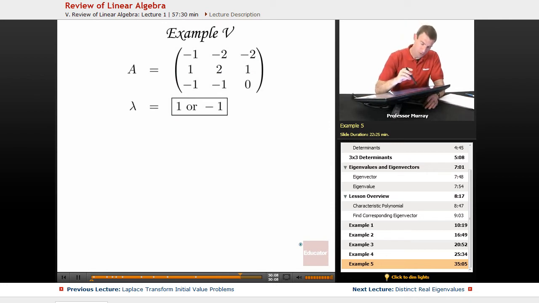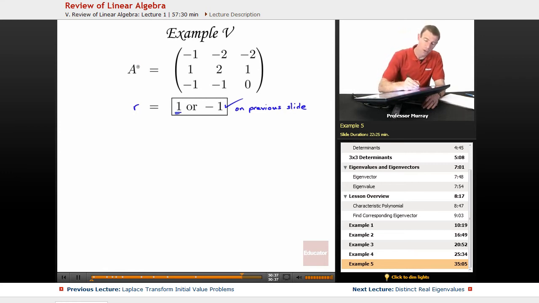Oops, I shouldn't have called that a lambda there. That should have been an r. So our eigenvalues are r equals 1 and negative 1. And we already found the eigenvectors corresponding to negative 1. That one was already done on the previous slide. You can go back and check that out if you're just jumping to this part. We still need to find the eigenvectors corresponding to r equals 1.